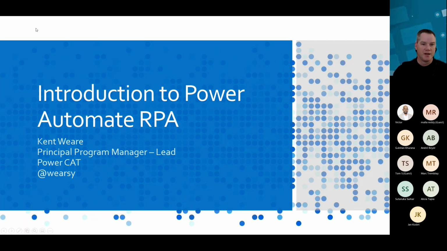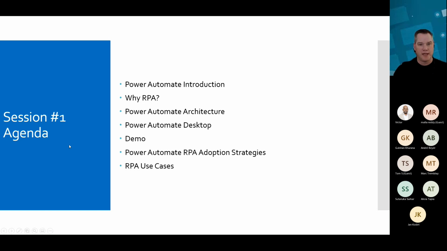So in terms of agenda for today, I thought I would start with a higher level agenda for this first session. Doing a bit of an introduction around Power Automate, then discussing why RPA, and talking a little bit about the Power Automate architecture. We'll then get more into Power Automate Desktop. Of course, we'll see a demo. No one wants to be in slides the whole session. Then I want to talk a little bit about RPA adoption strategies that you can use with your customers or within your organization. And lastly, I wanted to touch on a few different use cases that we've seen customers provide.